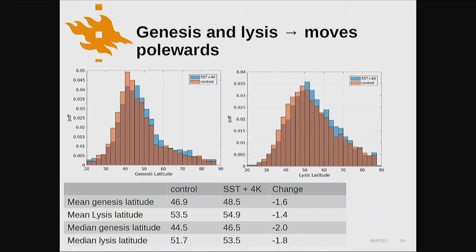And the typical shift, down here, where the negative sign indicates a poleward shift in degrees of latitude, is around 1.5 to 2 degrees towards the pole. Interestingly, the lysis regions are moving less polewards than the genesis regions. So on average, the cyclones are not travelling as meridionally.